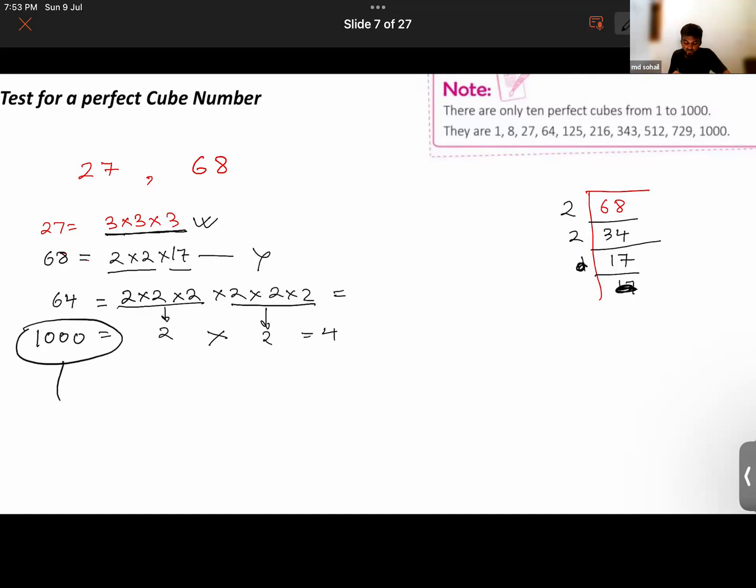Check for this 1000 also. Sure, sir. You can take bigger numbers as well, although in prime factorization it's better that you take the smaller number. Let's stick to the step.